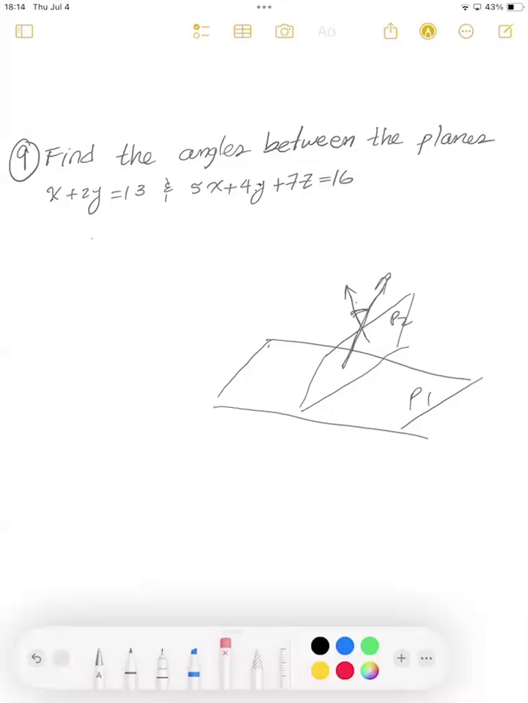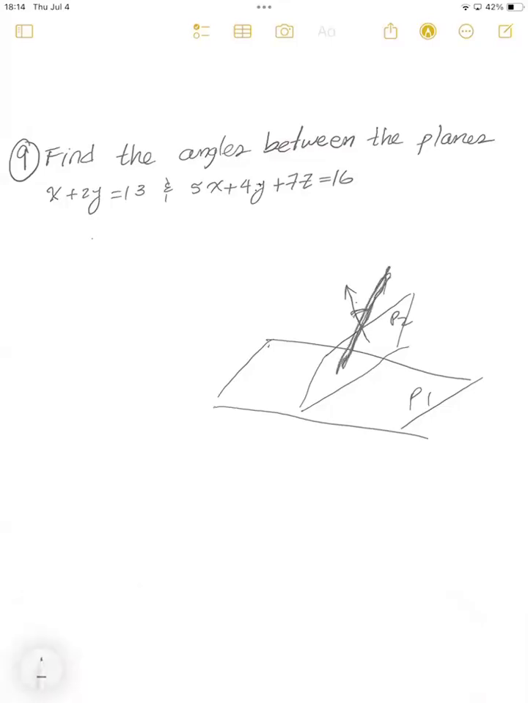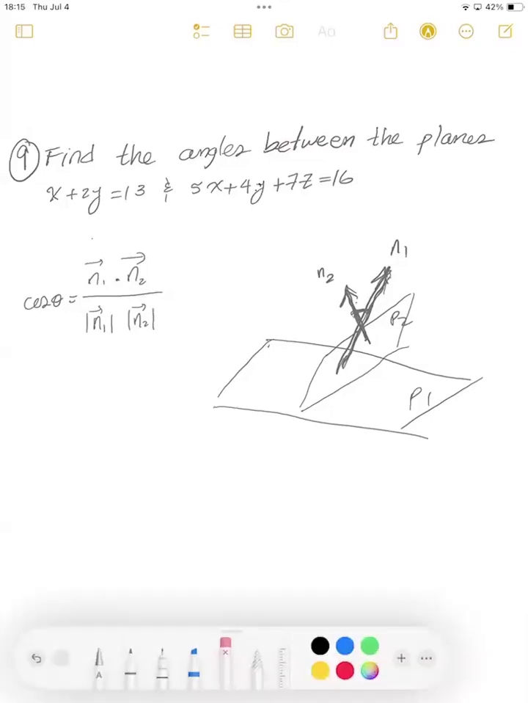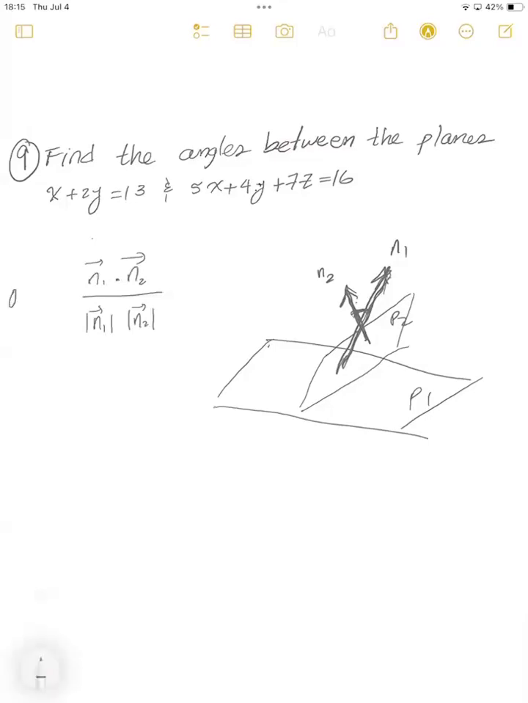If this one is N1 and this other one is N2, then I want to find the angle between N1 and N2. To find the angle between N1 and N2, there is the formula: cosine of theta is equal to N1 dot N2, the dot product of the two vectors, divided by their magnitudes. Once I find that, I take the inverse cosine of both sides. So to find the angle theta, I just find the inverse cosine of whatever number I get here. So what is N1 for each plane?